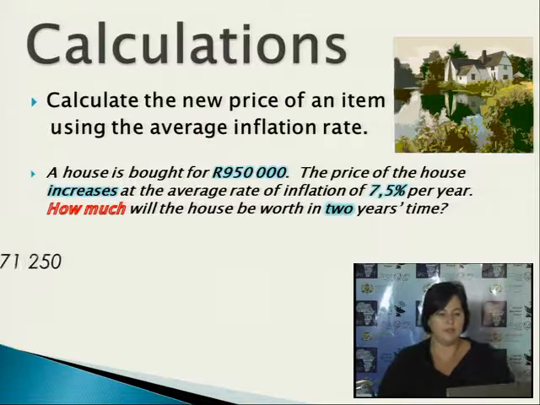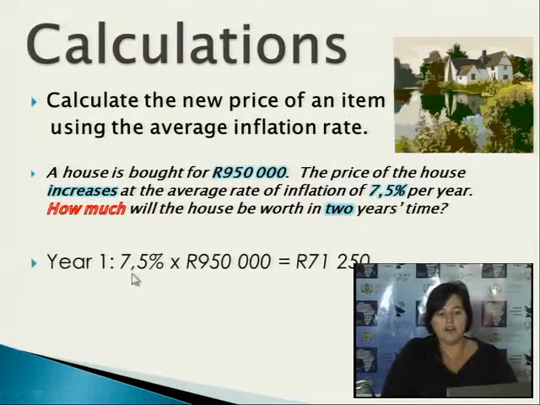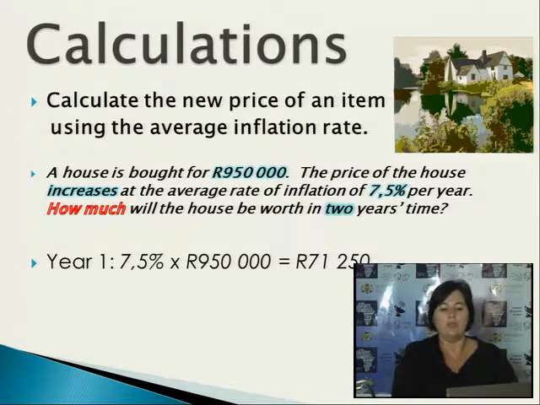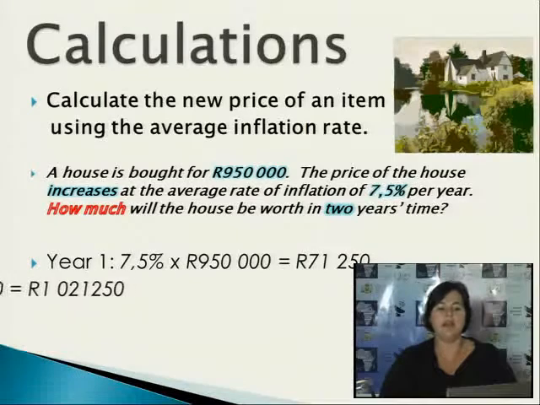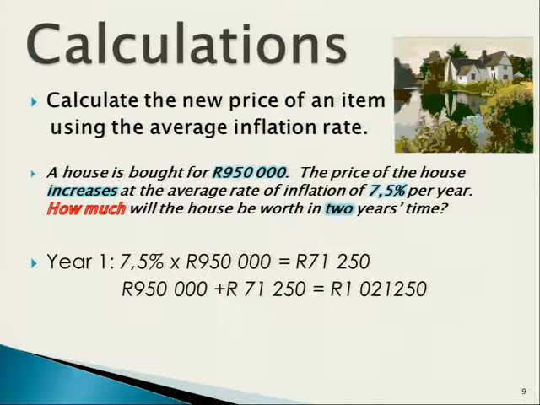I said the first one, I calculate, but be very careful, because this 7.5% is only the increase. Remember, we want to know how much will it be at the end of the first year. So what is the important thing to add? Now I must add my increase to what it was originally. So with the first year's inflation rate, that house of 950,000 is already worth over R1 million. That we've only done 1 year.